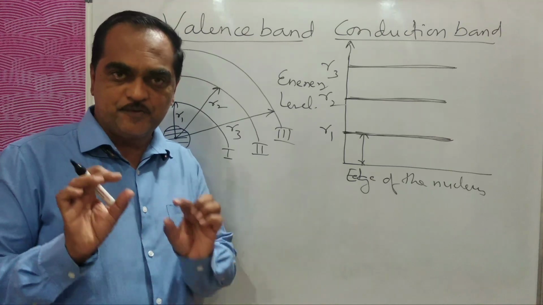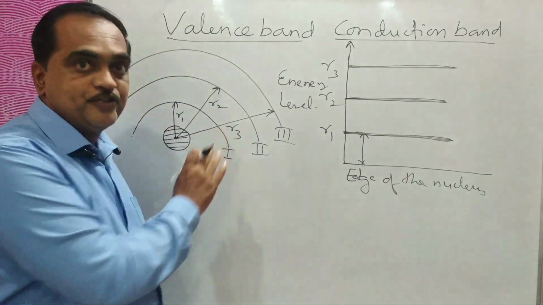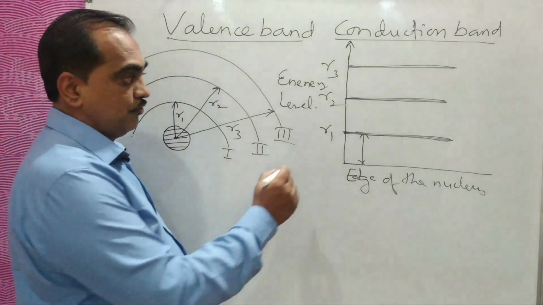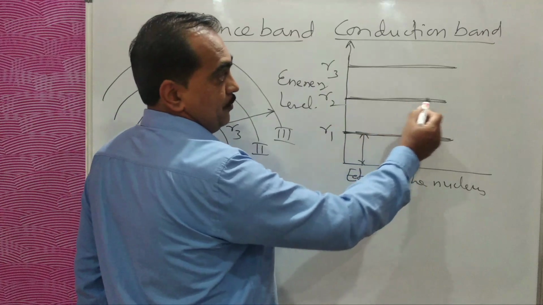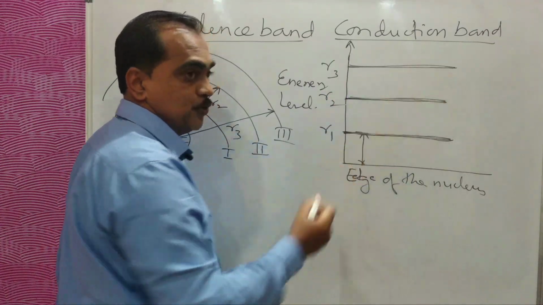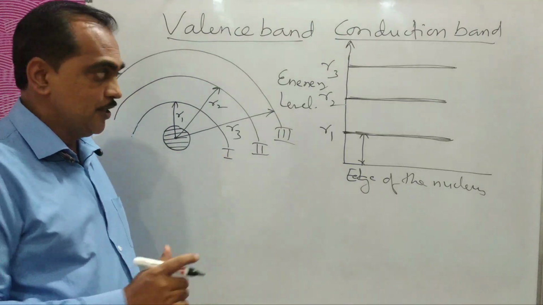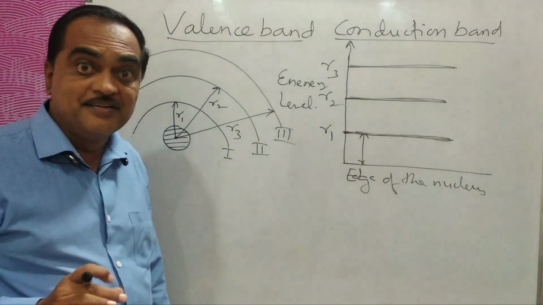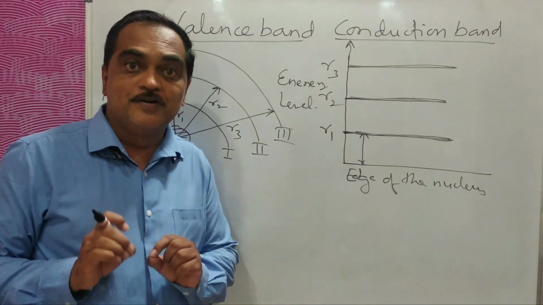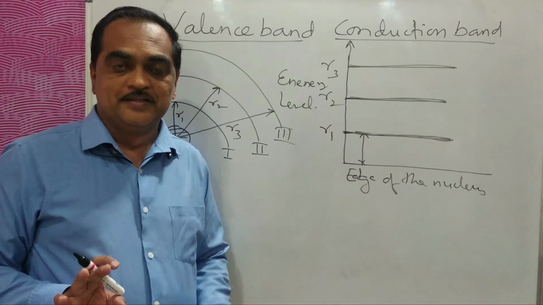In a single atom, if you take one atom separately and consider its orbits, the energy of the first orbit will be shown like this, the energy of the second orbit like this, and the energy of the third orbit like this. As you go outer, the energy will go on increasing, but these are energy levels because you are taking a single separated atom.